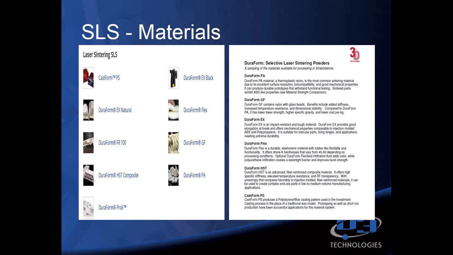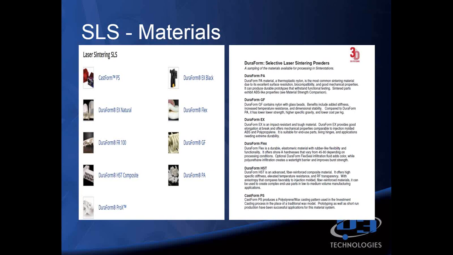So this is some of the materials. I told you that I wanted to talk about some of the materials that are available with selective laser sintering, and there certainly is going to be more coming down the pike. But typically, most people use what we call the Duraform PA, or polyamide, which is more of a thermoplastic nylon. It's really the most common, and most of it's just because it's got really good mechanical properties, and certainly it's very durable, so most people use that.